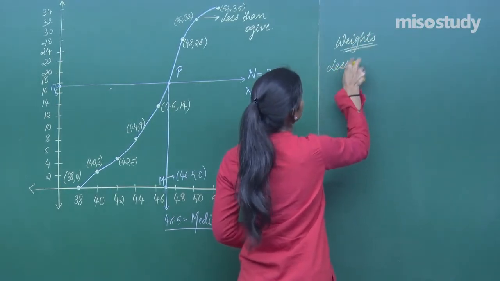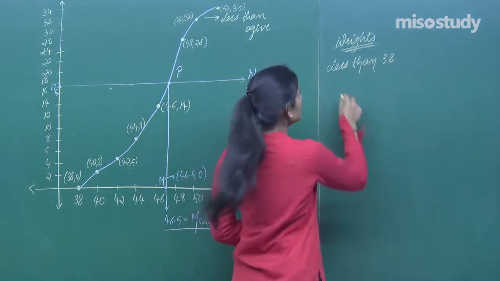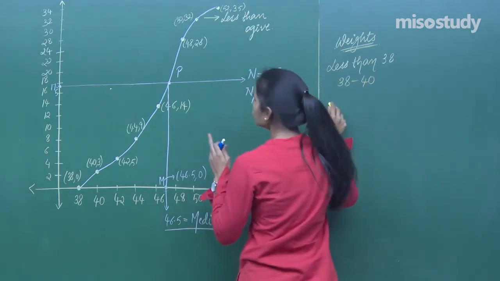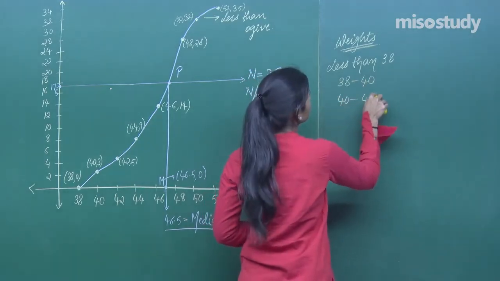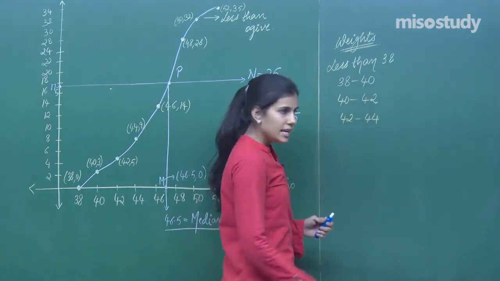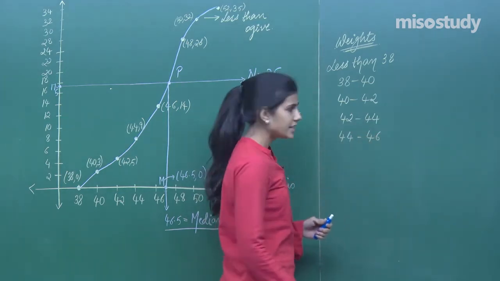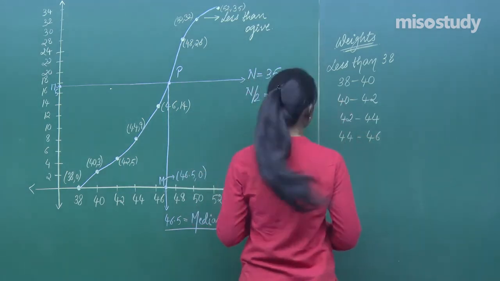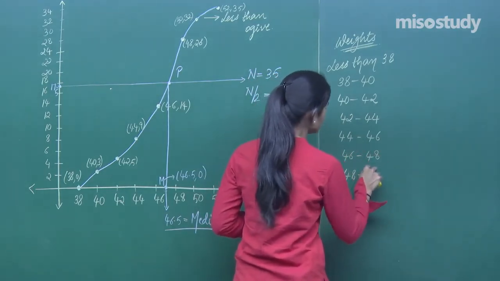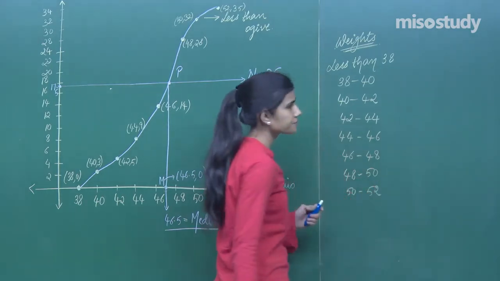Less than 38, okay. After that you have less than 40, so your interval will be 38 to 40. Then it is less than 42, so your interval will be 40 to 42. Less than 44, your interval will be 42 to 44. Less than 46, your interval will be 44 to 46. Then you have less than 48, so 46 to 48. Less than 50, 48 to 50. Less than 52, 50 to 52.